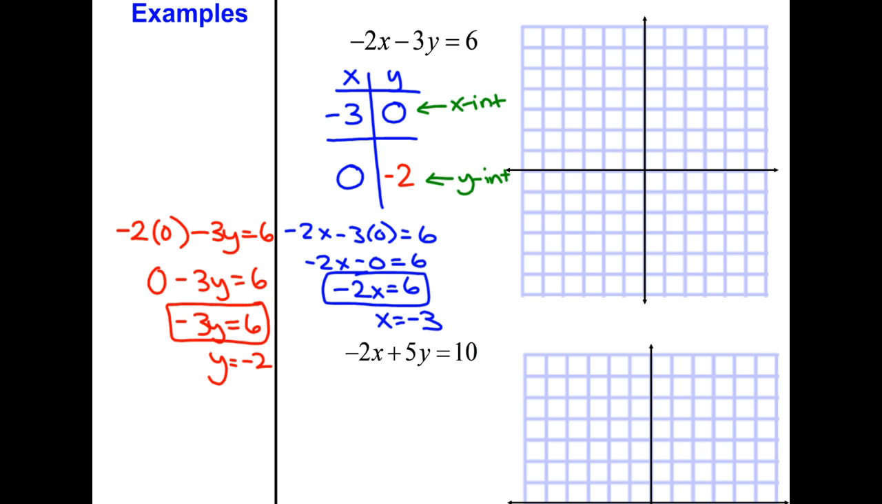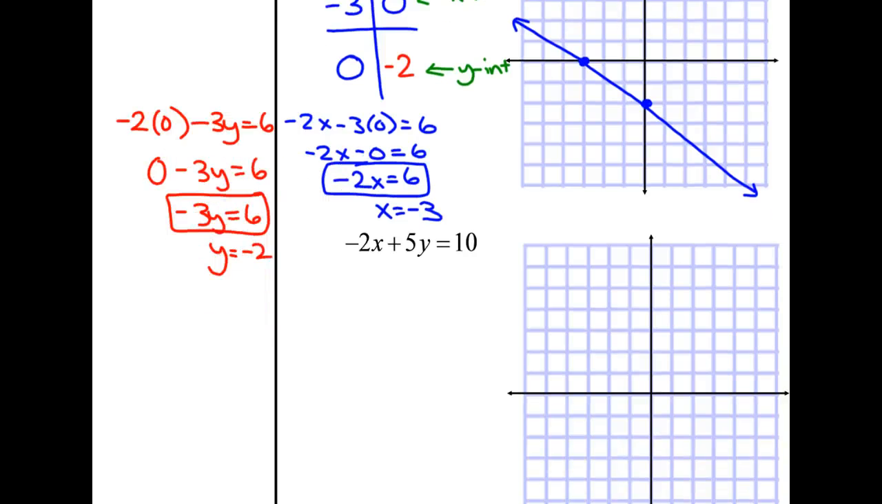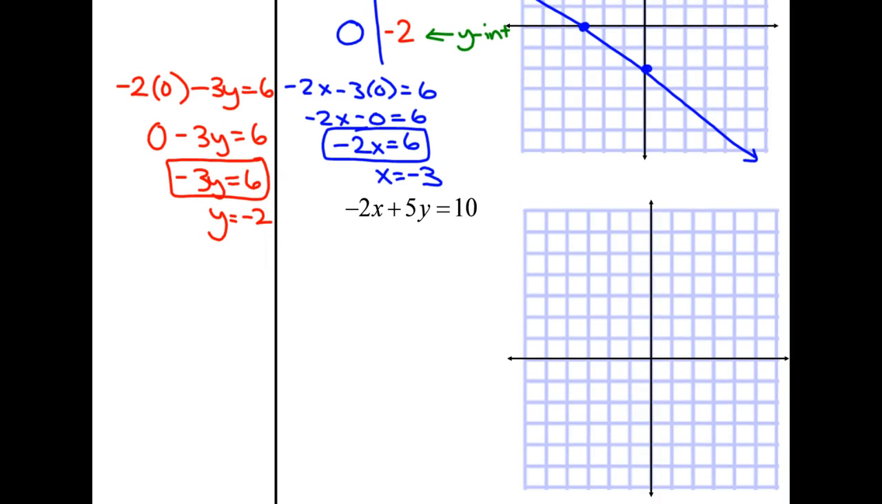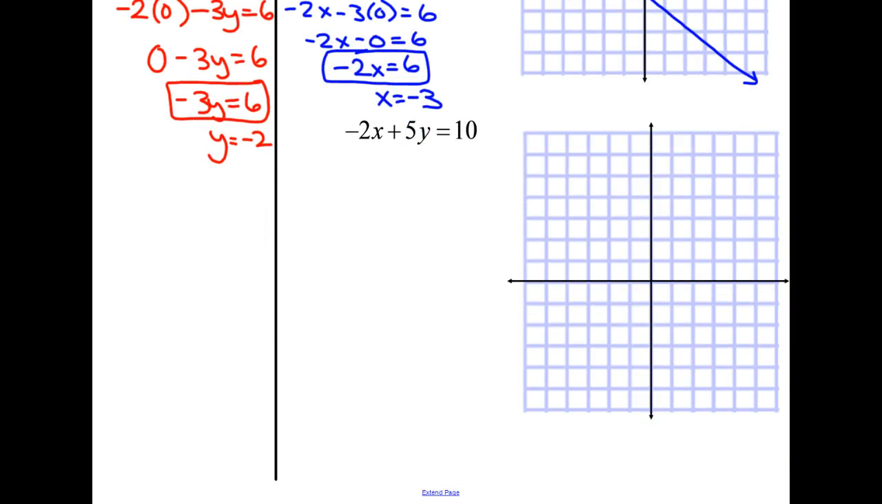So again, my x is -3, 0, so I'm going to go left 3: 1, 2, 3, and not go up or down because my y is 0. My second point is (0, -2), so I'm not going to go left or right. I'm just going to go down 2. Now I have 2 points that I connect to make my graph. There are only 2 points needed for graphing in standard form this way. I'm going to let you try this one on your own, so please pause and try it on your own.